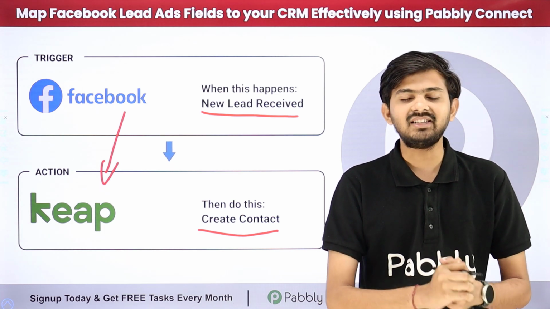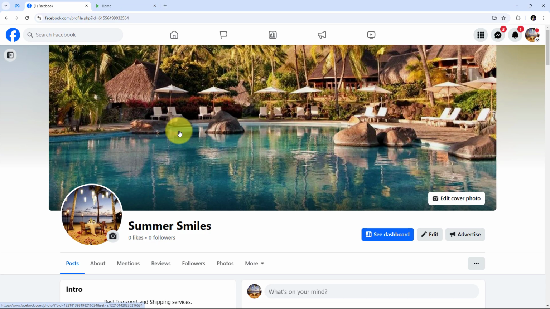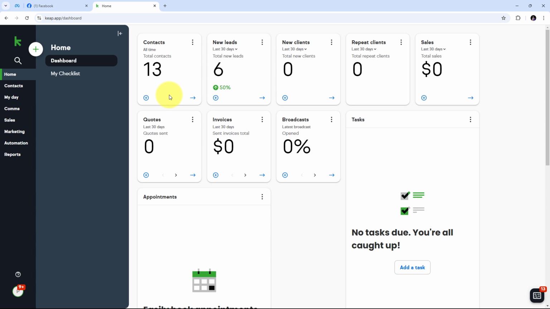So how I'm going to build this connection? For that, let me take you to my computer screen. I hope all of you can see my computer screen, and today we are going to see how we can map Facebook lead ads fields to CRM effectively using Pabbly Connect. So here as my CRM application, I'm going to use Keep, and here you can use any particular CRM application that you use for your business, and you can connect that with Pabbly Connect, and with Pabbly Connect you can build an automation between Facebook lead ads and your CRM application without any coding and programming skills.